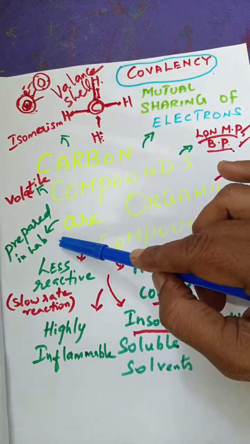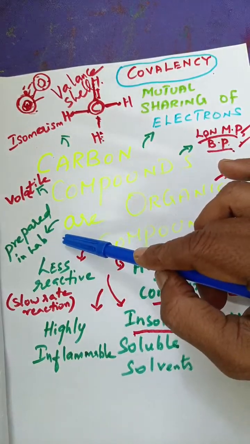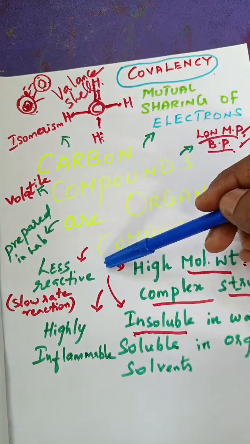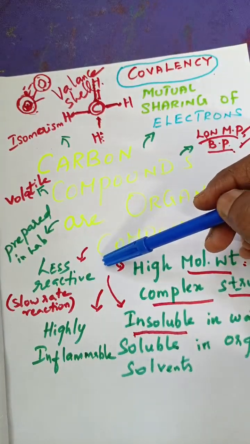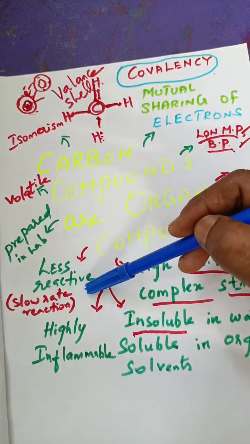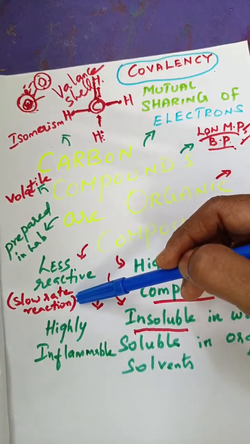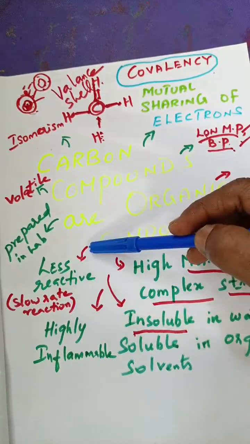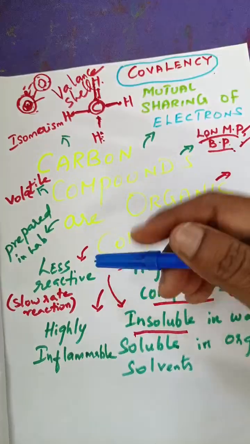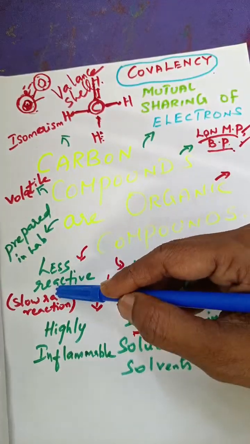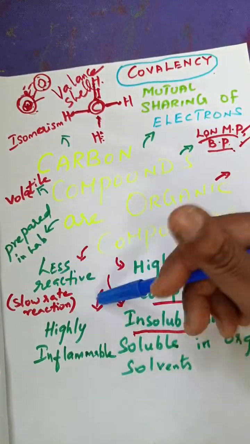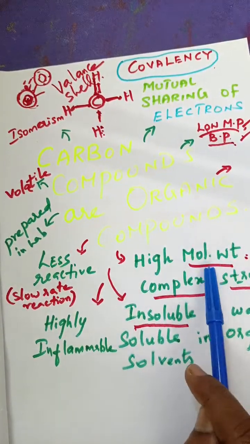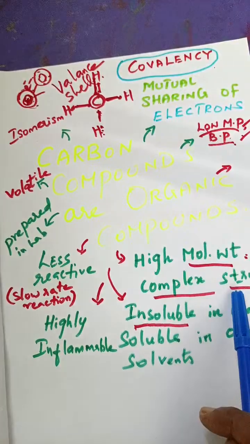Not only natural, that's why man-made organic compounds, I told you in the beginning itself. And the next is, the organic compounds are less reactive. Because of that, the reaction rate will be very slow when you take these organic compounds. Since they are less reactive, the speed of the reaction will be very slow in the organic compounds. And not only that, all the organic compounds will have high molecular weight and complex structures.